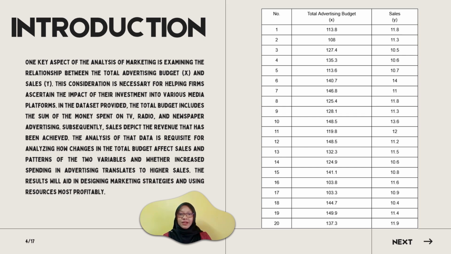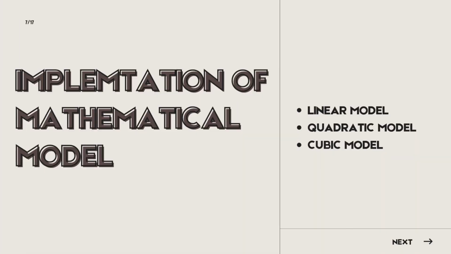In the data set provided, the total budget includes the sum of the money spent on television, radio, and newspaper advertising. Subsequently, sales depict the revenue that has been achieved. The analysis of that data is requisite for analyzing how changes in the total budget affect sales and patterns of the two variables, and whether increased spending in advertising translates to higher sales. The result will aid in designing marketing strategies and using resources most profitably.